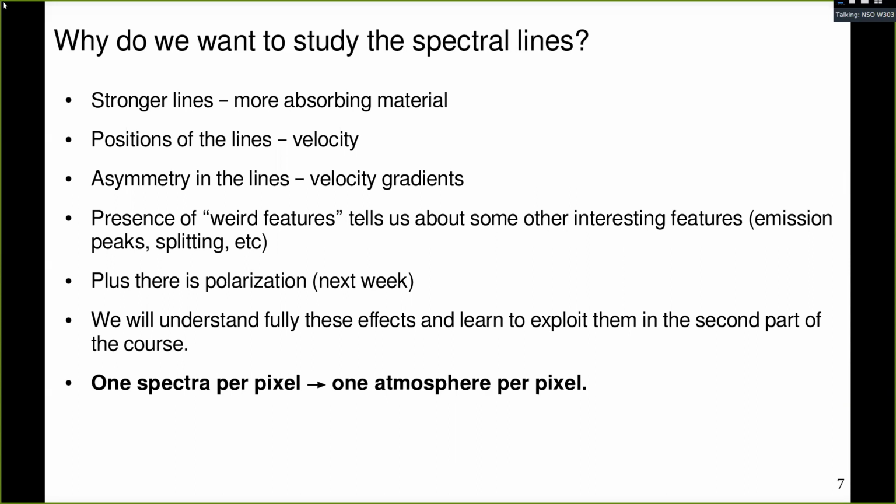Sometimes we can see some lines that don't look at all like they look in the mean solar spectrum, right? For example, calcium 8542 is a nice absorption line in the mean solar spectrum, but sometimes you will see it as almost an emission line, or as almost a flat line, like with very few features there, right? Then we can also look at the polarization, and we're going to talk about it next week.